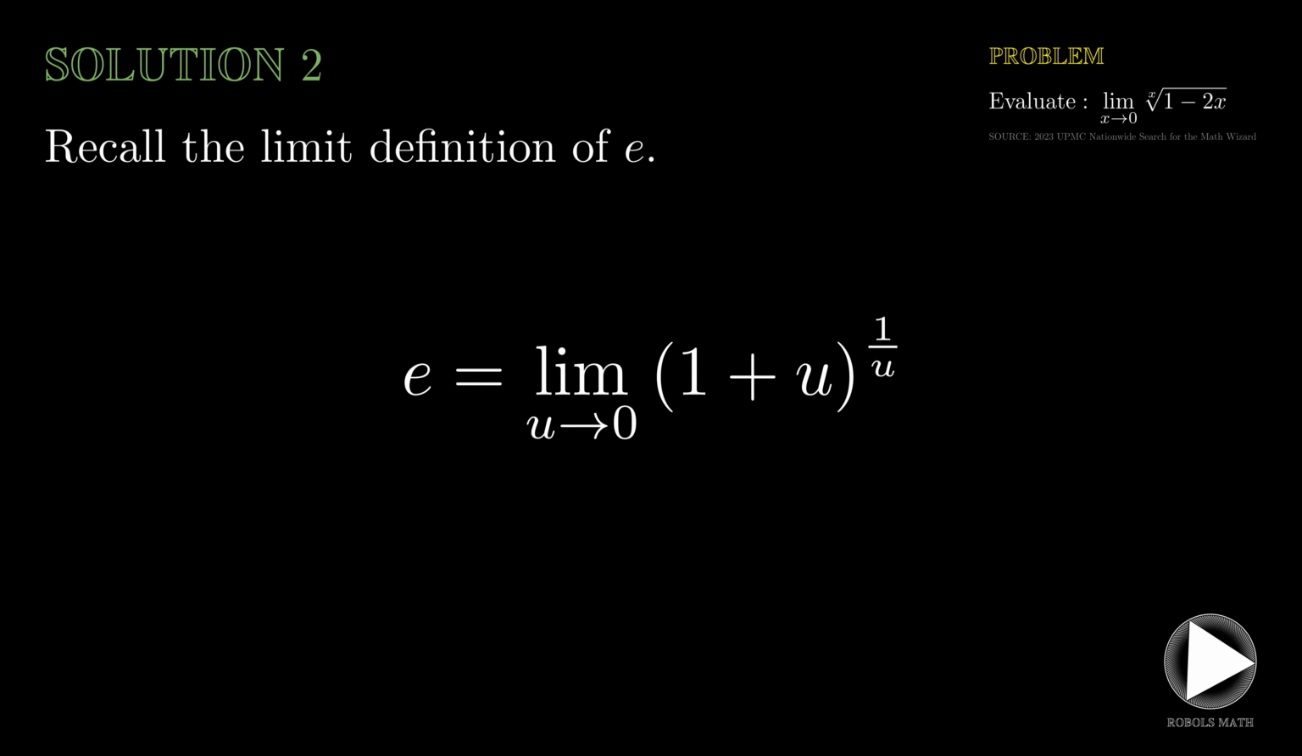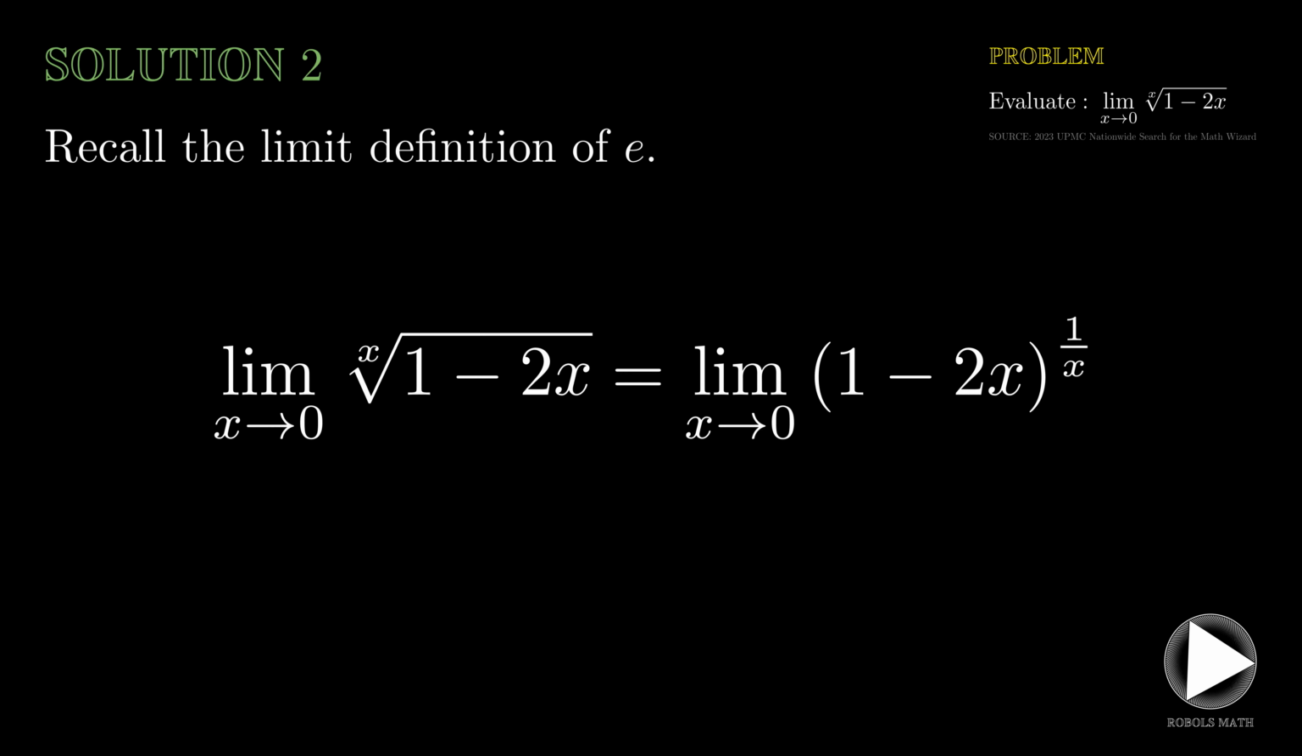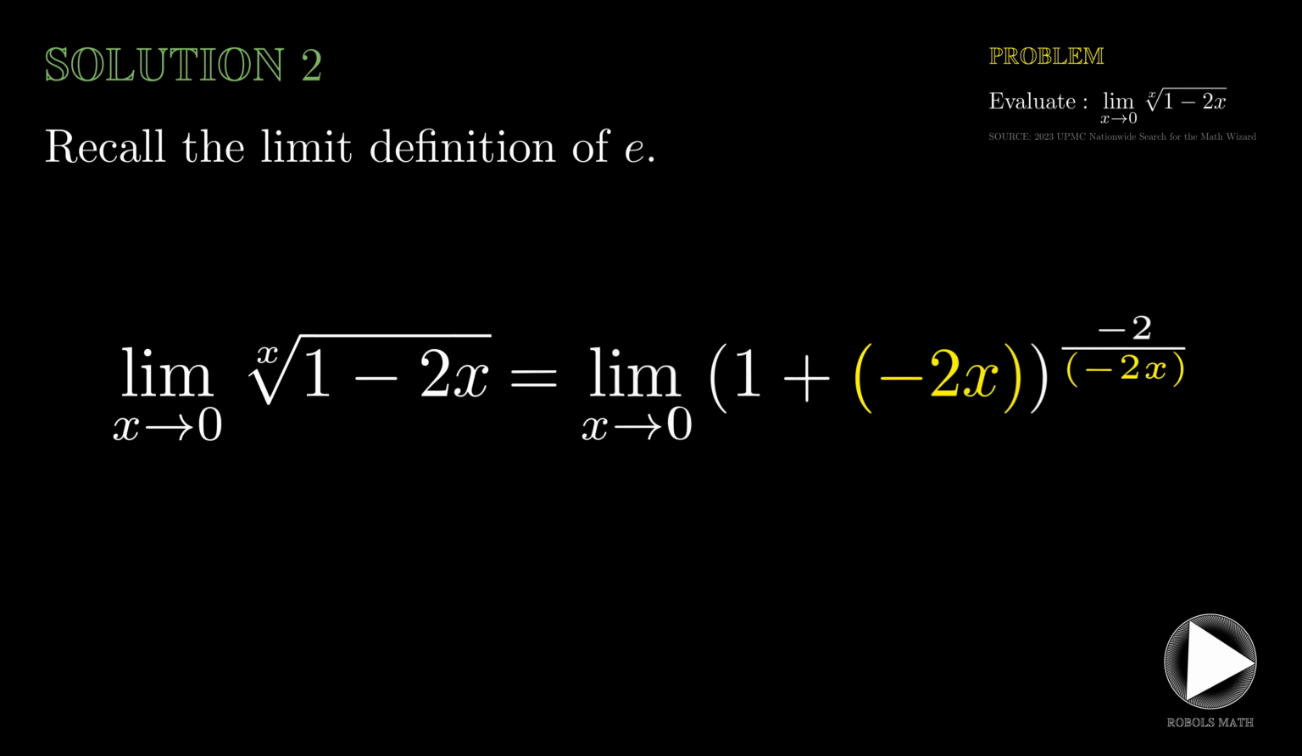The objective is to write the given limit in a form that resembles this definition. We write the expression as (1 minus 2x) raised to the 1 over x. The key difference between this and the limit definition of e is that the base is 1 minus 2x instead of 1 plus u. We can sort of fix this by considering negative 2x as a single entity. We then just have to adjust the exponent. The exponent 1 over x is equivalent to negative 2 over negative 2x. Again, we're trying to force our way to the limit definition of e, hence this trick.